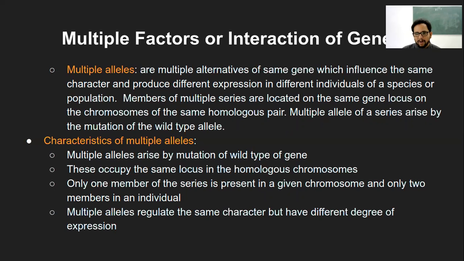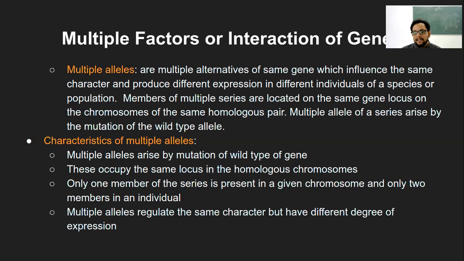Gene locus means not at the same location, but they are located on a particular chromosome of the same homologous pair. That means one from mother and one from father. On these two chromosomes they will be located in series, one after another, and their location might vary, but within one stretch of chromosome they will all be located. So that is what gene locus is here.